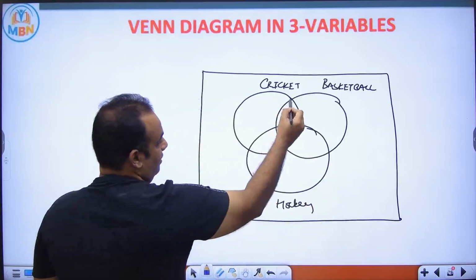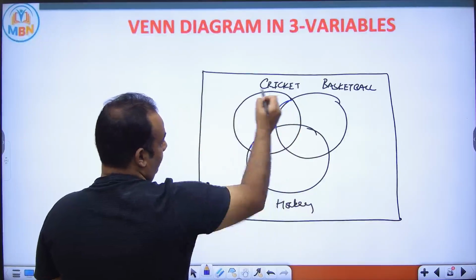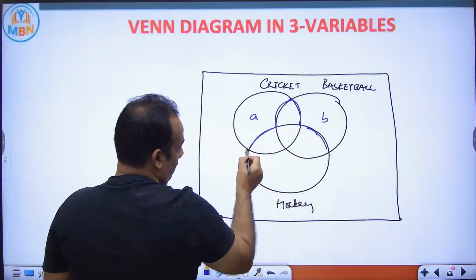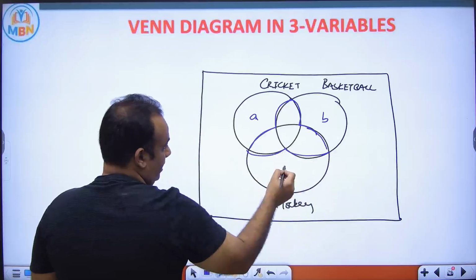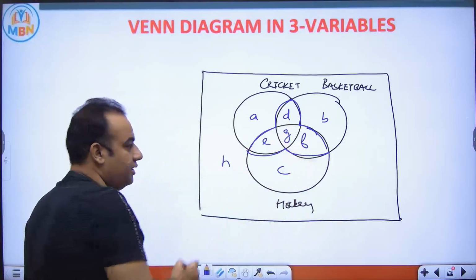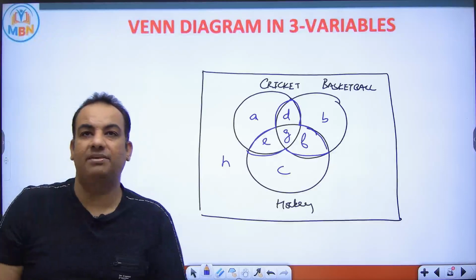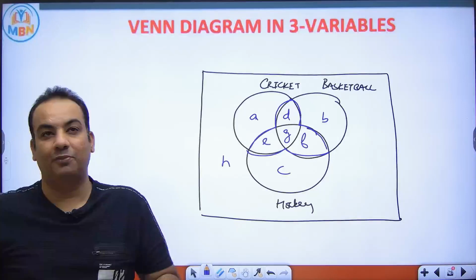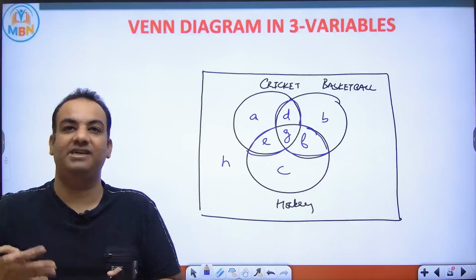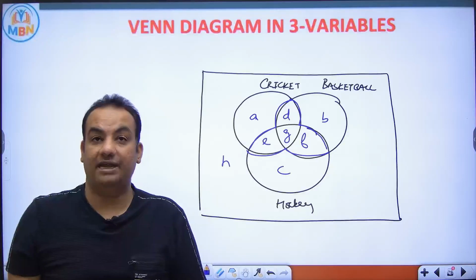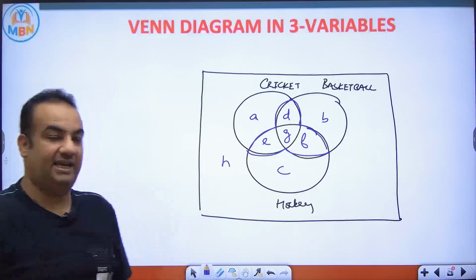One is this region from here to here. Let this be A. One is from here to here, B. One is from here to here, let this be C. This is D. This is E. This is F. This is G. This is H. Once you know about A, B, C, D, E, F, G, H, you can solve all the questions. So the most important thing is to understand what A, B, C, D, E, F, G, H are. I will be giving you some parts and you have to tell me the answer in terms of A, B, C, D, E, F, G, H.